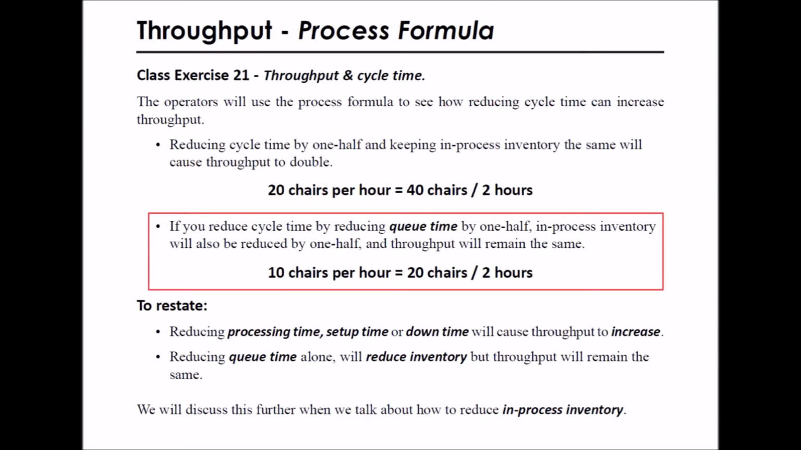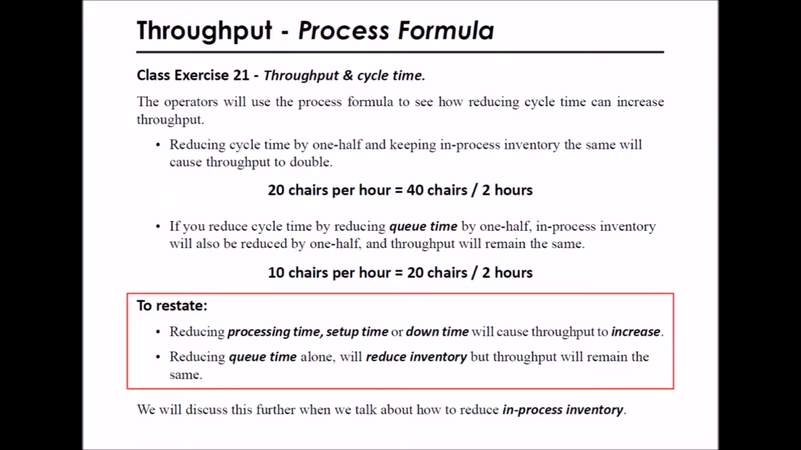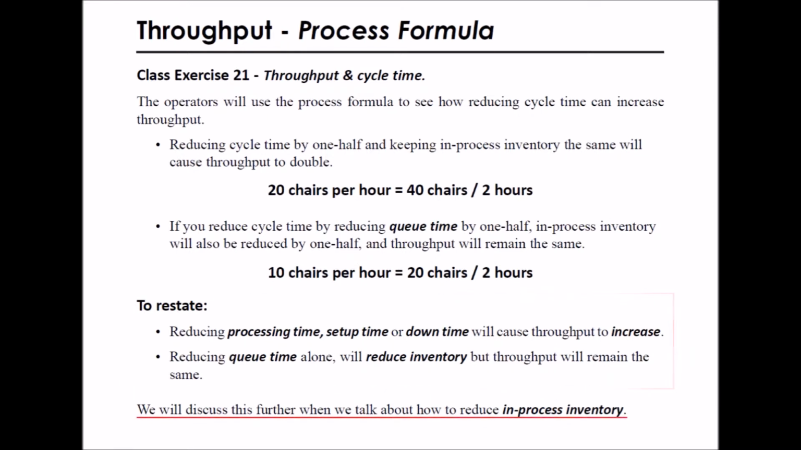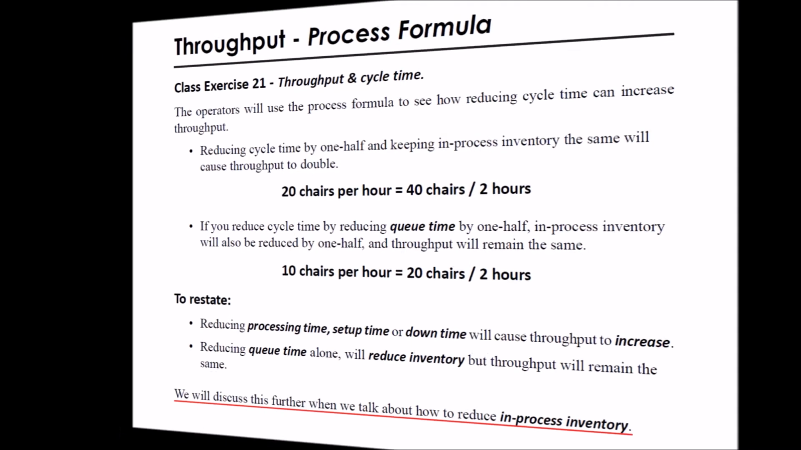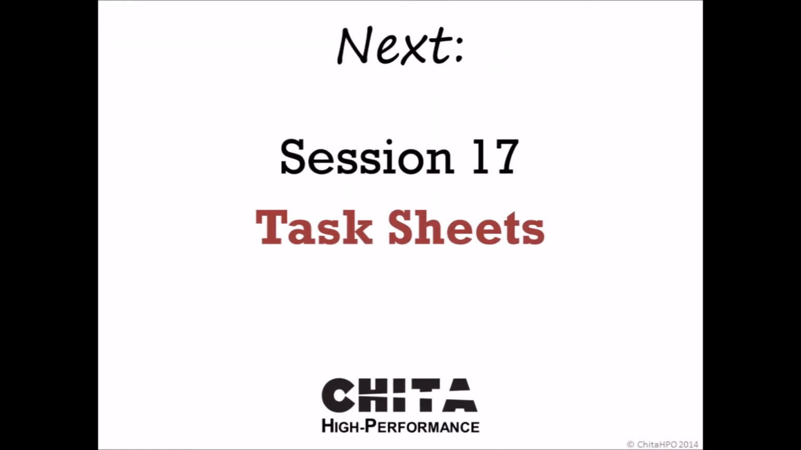If you reduce cycle time by reducing queue time by 1/2, in-process inventory will also be reduced by 1/2 from 40 chairs to 20 chairs, and throughput will remain the same. In other words, reducing processing time, setup time, or downtime will cause throughput to increase. Reducing queue time alone will reduce inventory, but throughput will remain the same. We will discuss this further when we talk about how to reduce in-process inventory. In session 17, we will look at a tool for increasing throughput called a task sheet.